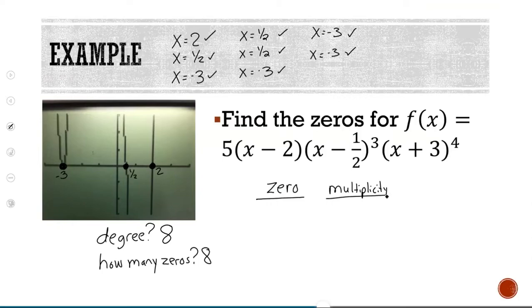So I'm going to list my zeros. I have x is equal to 2. That's a 0. I have x is equal to 1/2. That's a 0. And I have x is equal to negative 3. And then the multiplicity is going to tell me how many times that 0 occurs in the list.